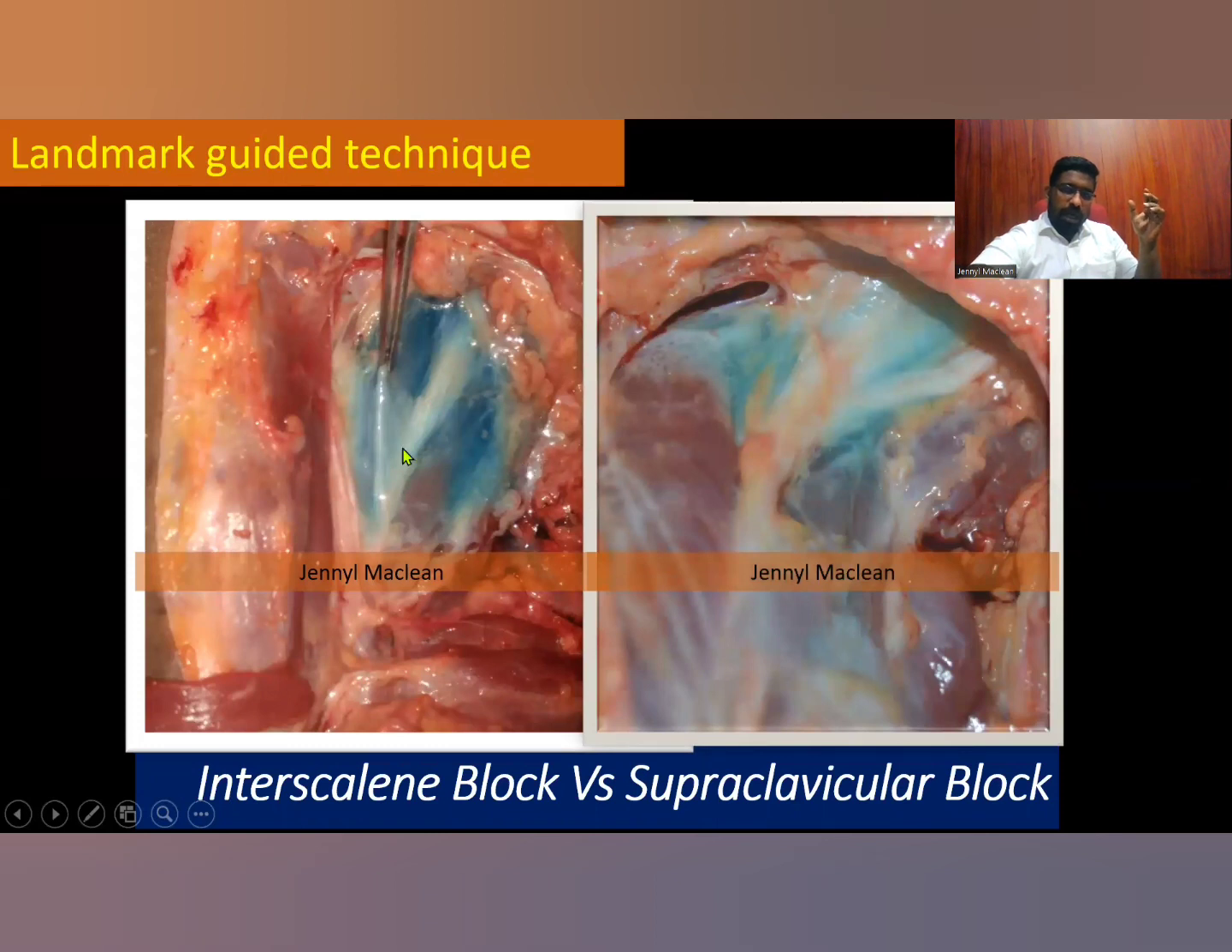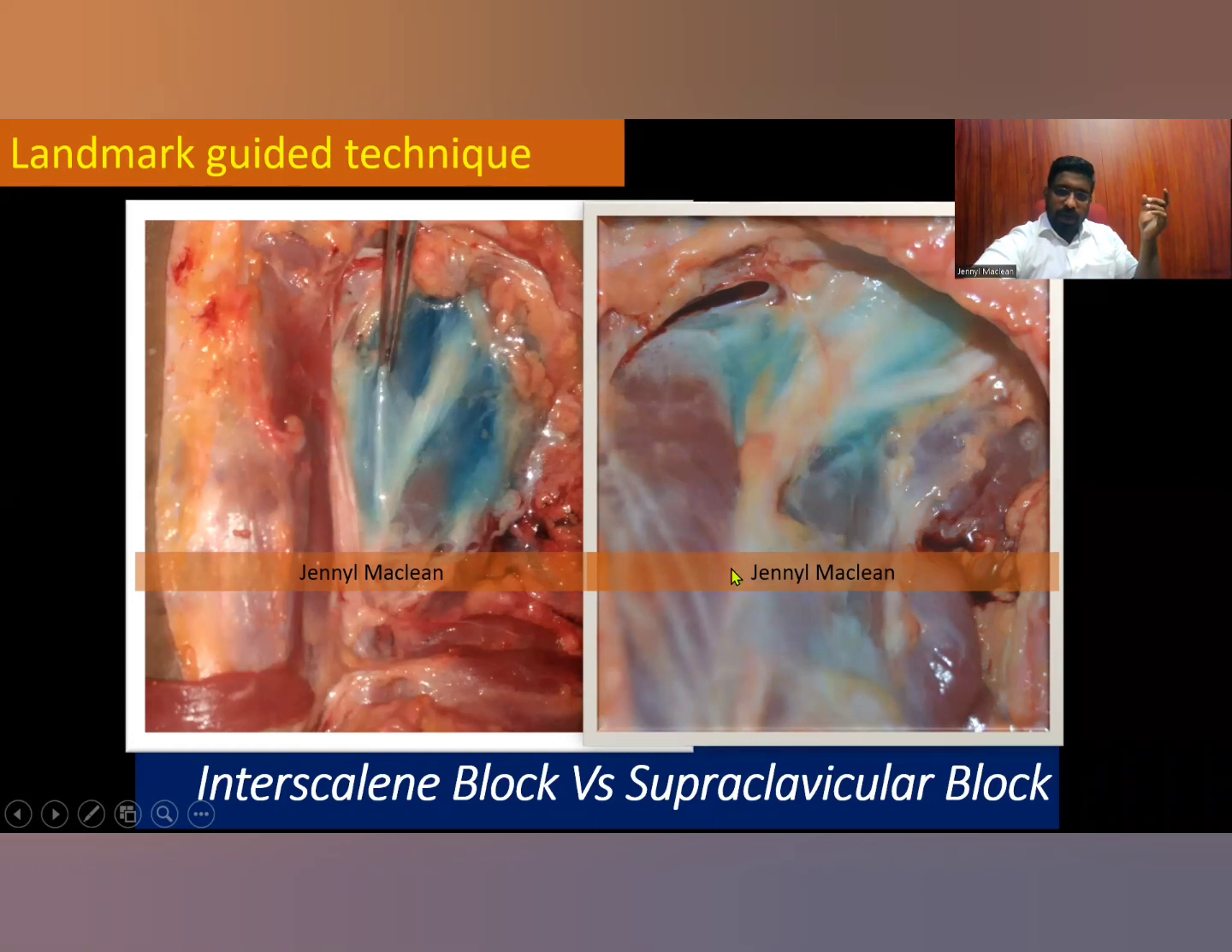If we deposit drug in the interscalene block, this is a fresh cadaver dissection done by me. You can see when you deposit the drug at this interscalene level, say 40, 30 ml, even 20 ml or even less, 15 ml, the drug is always going to seep into the anterior scalene, and then it is going to block your phrenic nerve. This is a cephalad end, this is a caudal end. You can see the first strip there.